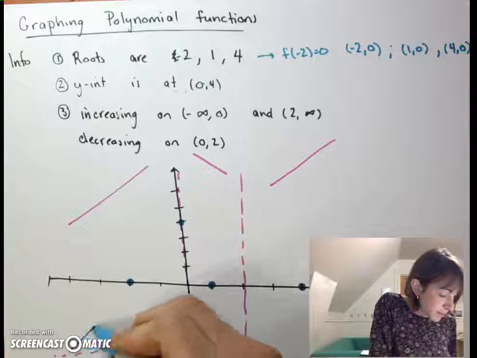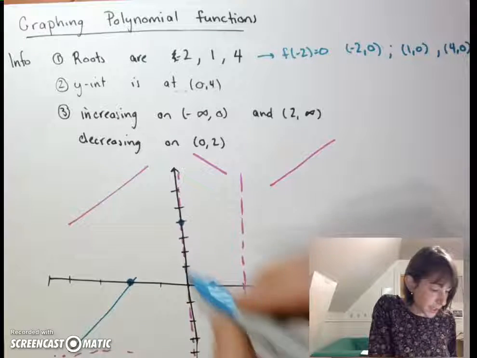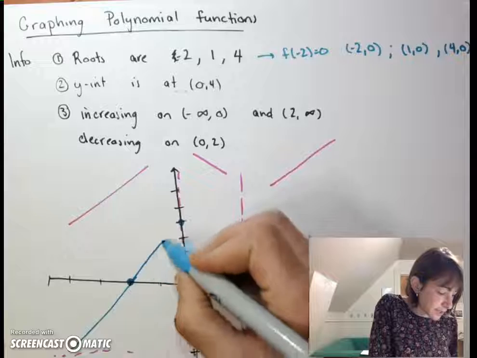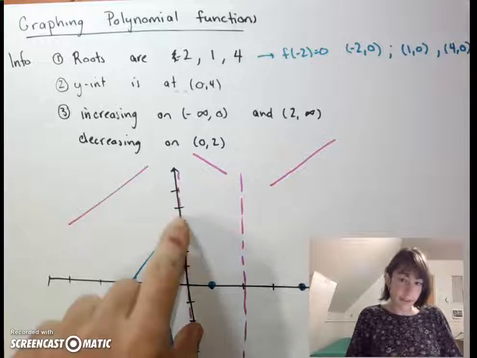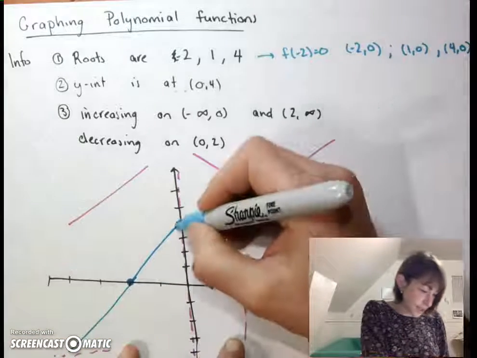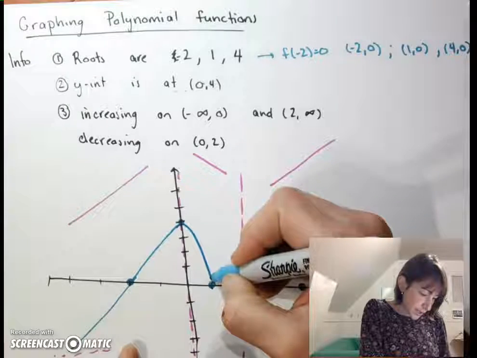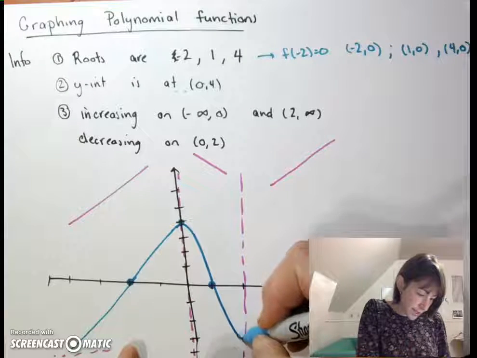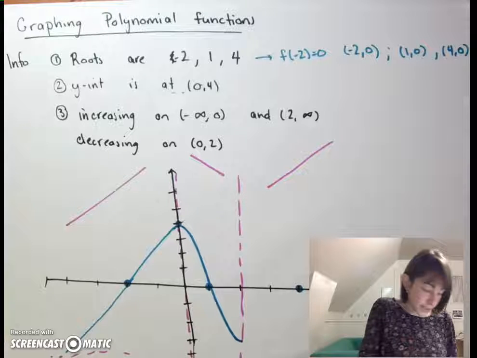So as I come up to this one, I should be increasing. I'm still increasing until 0. Then I've gotten to the dotted line, so I need to start decreasing at 0. And I'll decrease until I get to the next dotted line. Then I have to increase again.